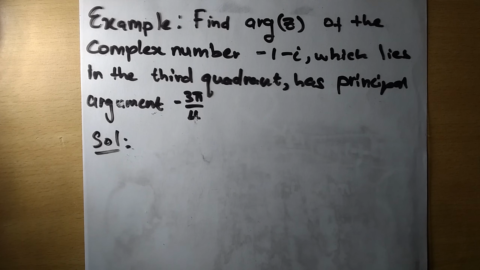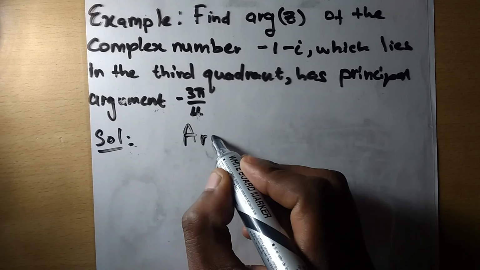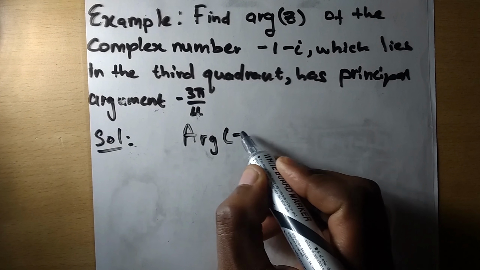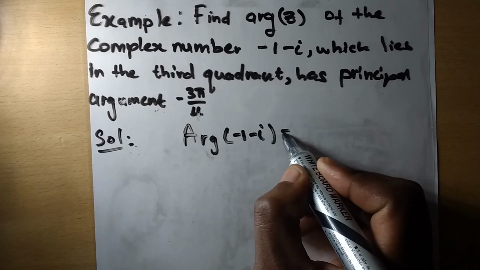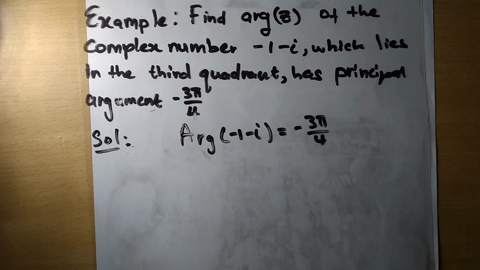Now let us solve this, guys. The principal argument of -1 minus i is given by -3 pi over 4. We all agree on this one. We do not need to find the principal argument because it is given to us. Now we need to find the argument.